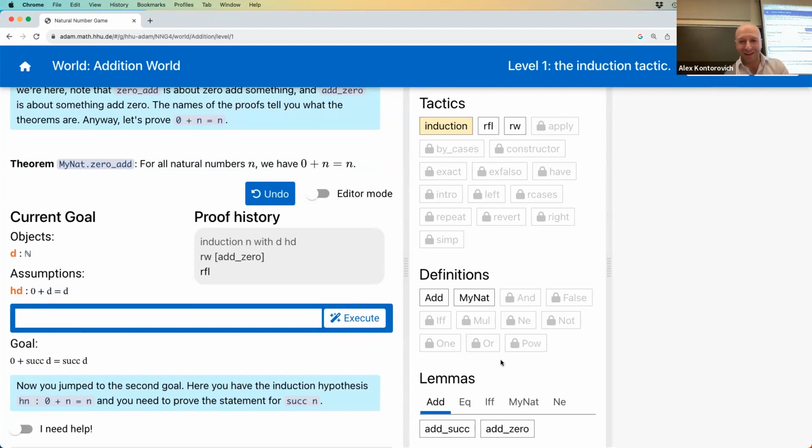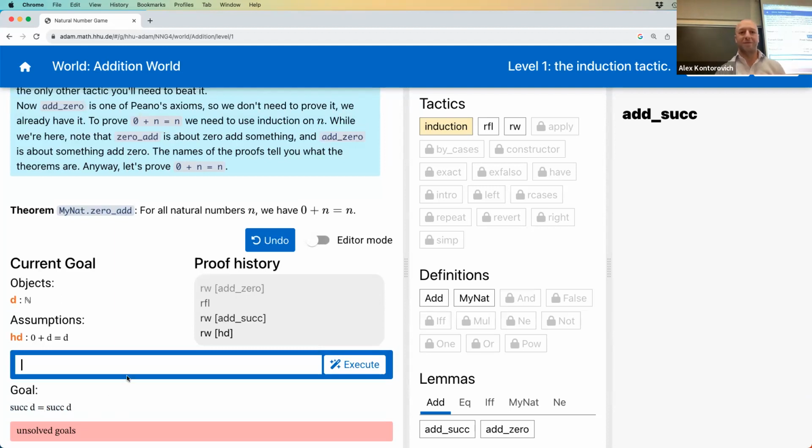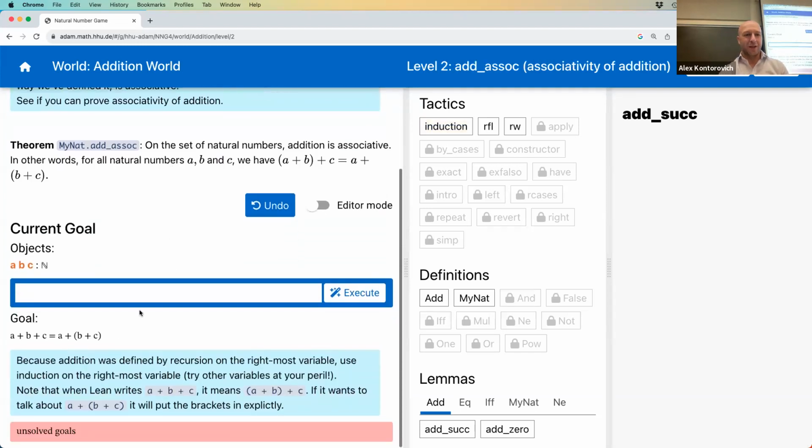Exactly. It's add_succ, if you remember. I guess it doesn't tell you, oh, does it? No, it's not telling you what the lemma is. Fine, whatever. It looks for addition and then the successor. So if I rewrite add_succ without specifying anything further, it moves the successor to the outside. Now 0 plus d. Wait a second, we're trying to prove that 0 plus d is d. But we have the induction hypothesis, which is exactly hd. So if I rewrite the induction hypothesis, hd, now I have rfl. So far, so good. Okay.